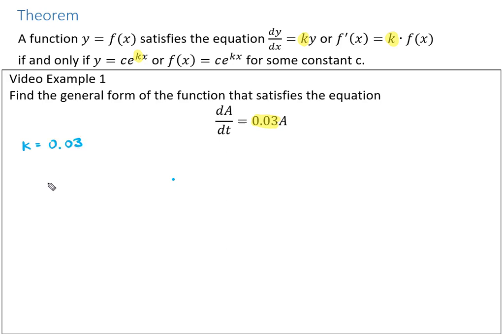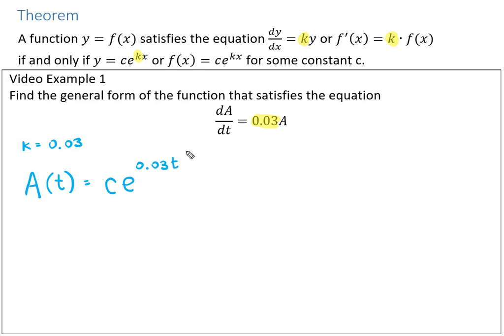0.03. And when I write my function, I'm going to call it A of t. I know that because its name is A, and then the variable in it is t. My function is c e to the k, and then instead of x, I'm going to use t as my variable, since that's what's told to me. This is the answer right here. A of t is equal to c e to the power of 0.03t.